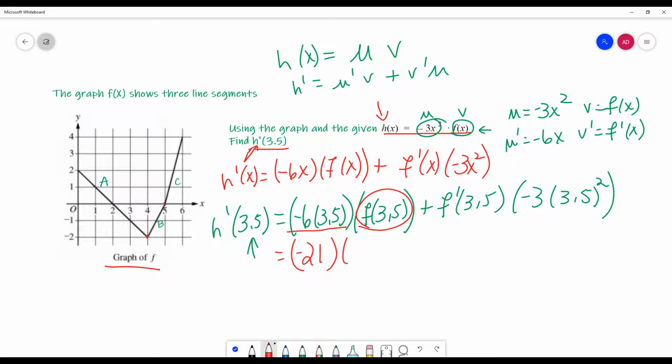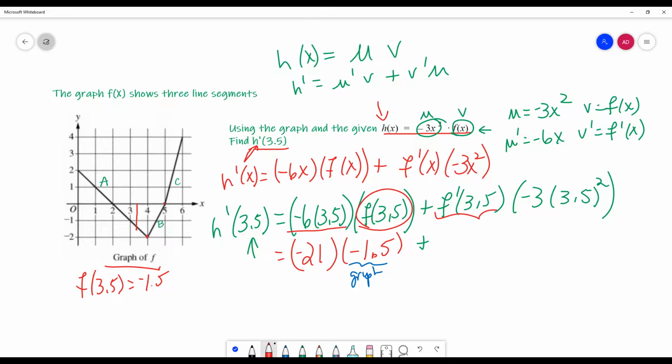Now, f of 3.5. This graph is f of x. To figure out what f of 3.5 is, I go to my graph at 3.5 and follow it down, and I'm at negative 1.5. So f of 3.5 is negative 1.5, and this was found from the graph.